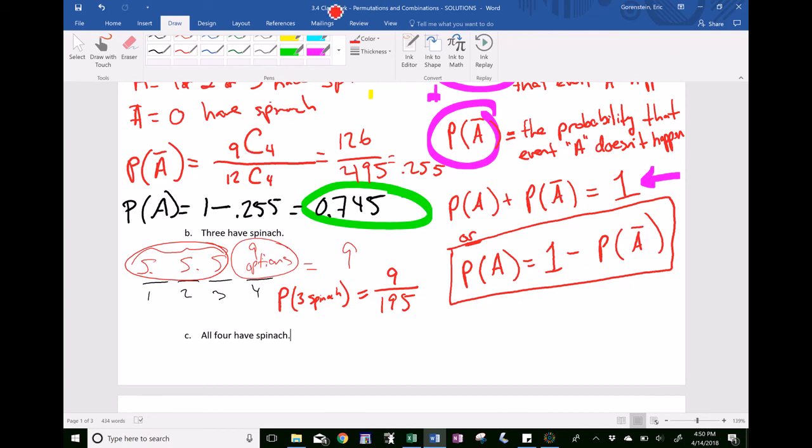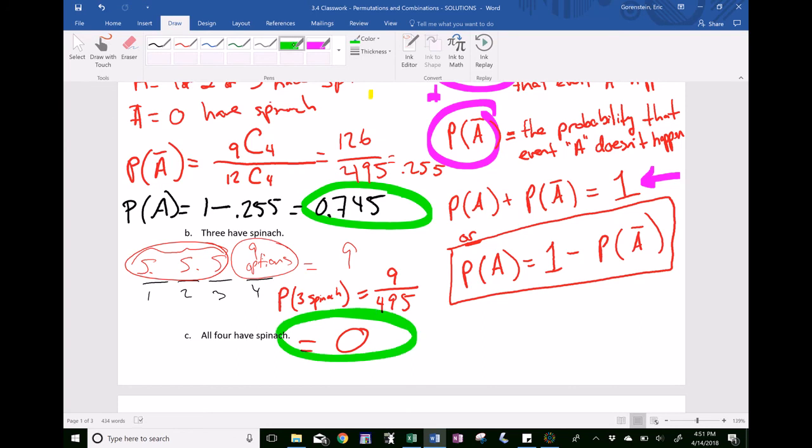And now the last one, part C, what's the probability all 4 have spinach? Well, there are only 3 options with spinach, so this is an impossible event, and we said the probability of an impossible event is 0. So for part C, the probability that all 4 have spinach is 0. Okay, that does it for number 2.